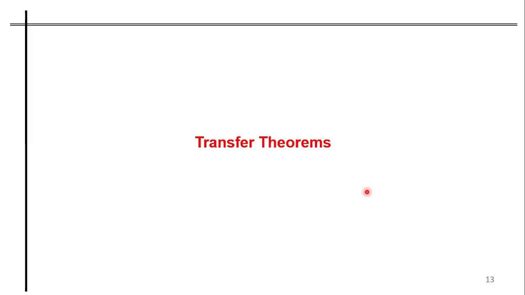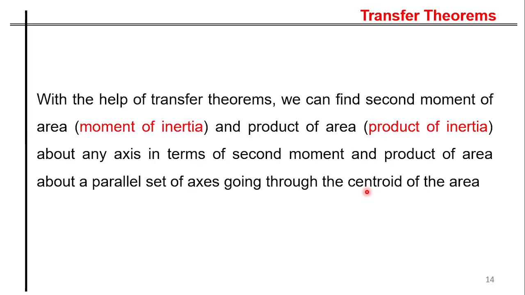I need to know how I can utilize these opportunities. So with the help of the transfer theorems, we can find the second moment of area, which is moment of inertia, and product of area, which is product of inertia, about any axis in terms of the second moment and the product of area about a parallel set of axes going through the centroid of the area. And I know the centroidal moment of inertia, I want to transfer it to the other location.